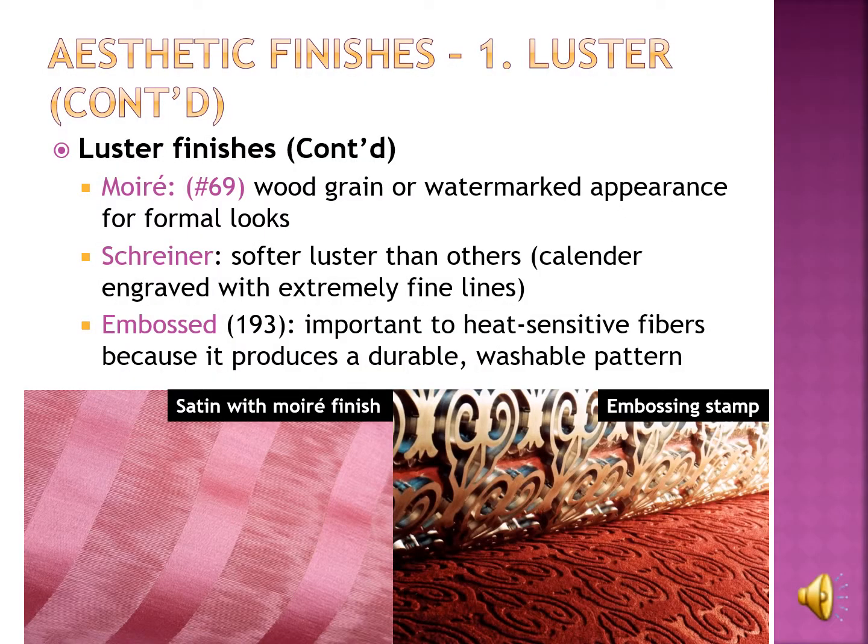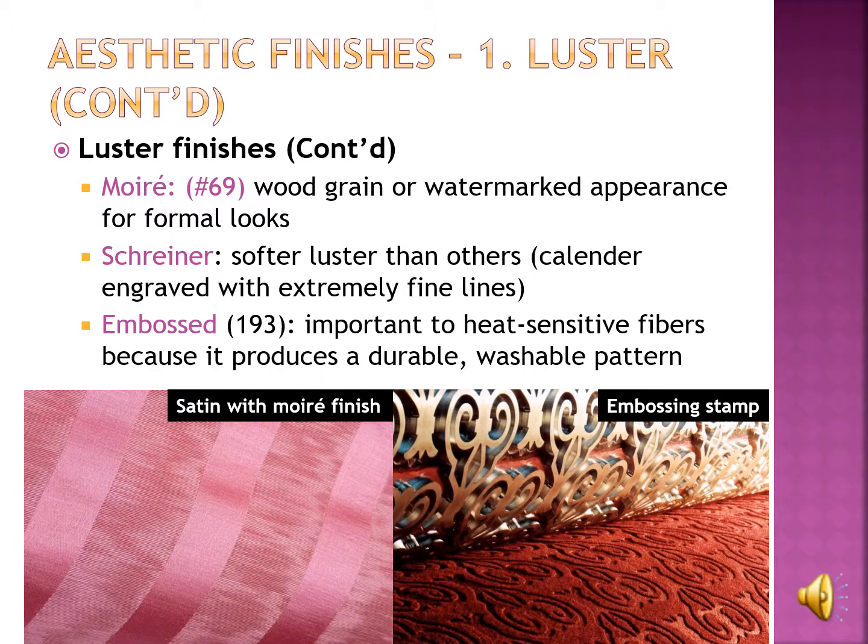Continuing with luster finishes, the first one here is moire, which is where a wood grain or watermarked appearance is put onto the fabrics. Number 69 in your kit gives you a good example of that. And there's also a picture of that here on the left.